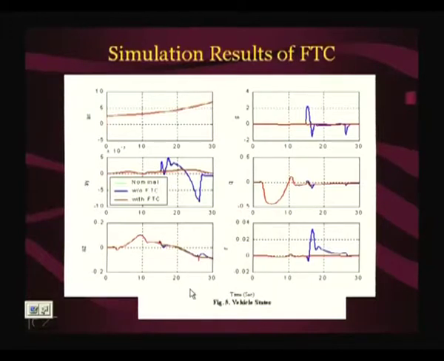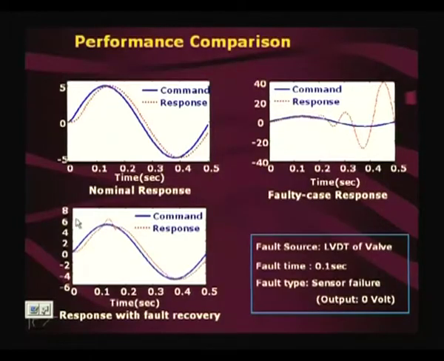This is a simulation which says that if one of the sensors, in this case an LVDT, that is the position of the spool sensor, fails, that is if the value becomes 0, then immediately the actuator response becomes unstable. So you can understand that if this actuator is part of any aerospace vehicle, then that vehicle may also go unstable. It will create disturbance, it will move away from where it was going and things like that.